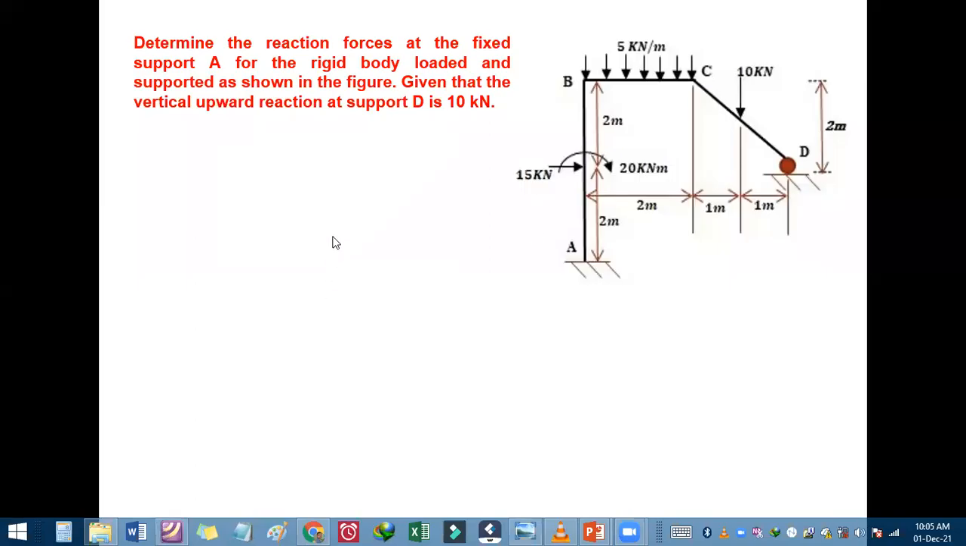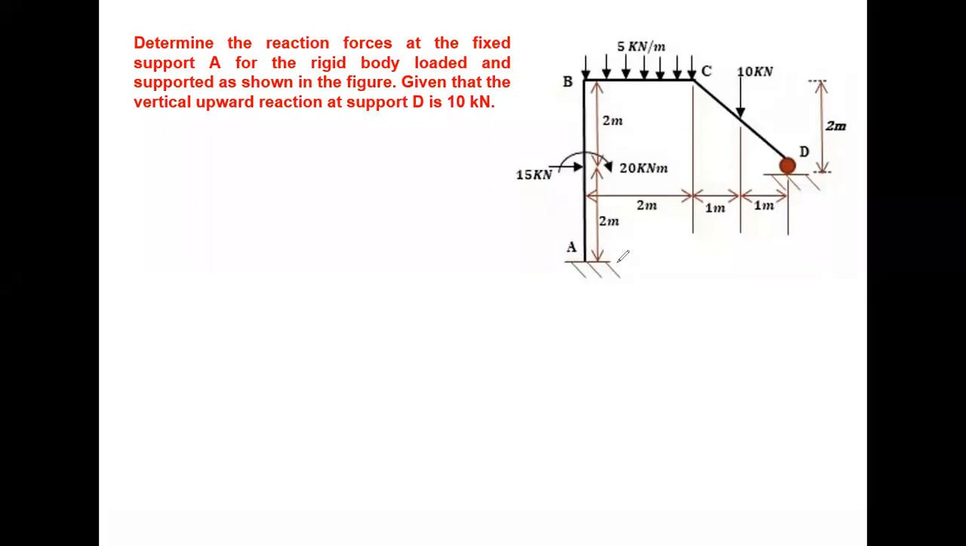So here we have a problem where the frame or structure is loaded by some uniformly distributed load. In addition to point load, UDL is also acting on this frame. And here you can see the frame is supported by a fixed support, right? So this is a fixed support. And at this point D, it is supported by a roller support.